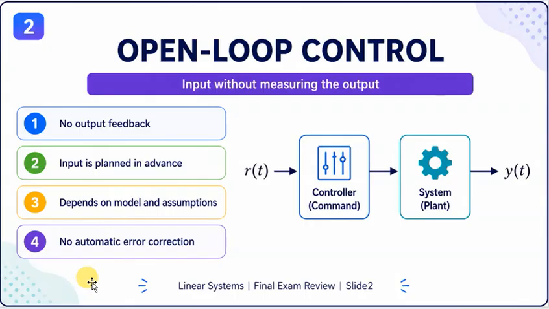Okay, open loop control. In open loop control, the control input is planned from the model and applied without measuring the output for correction during operation. And because there is no feedback path, the system depends on the planned input and the model assumptions. So under assumed conditions, the designed input is intended to achieve the desired behavior without using output feedback.